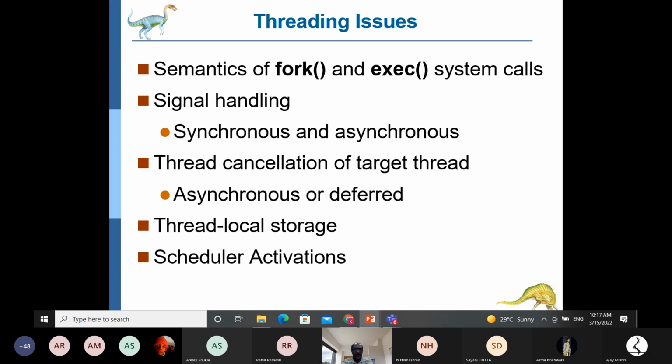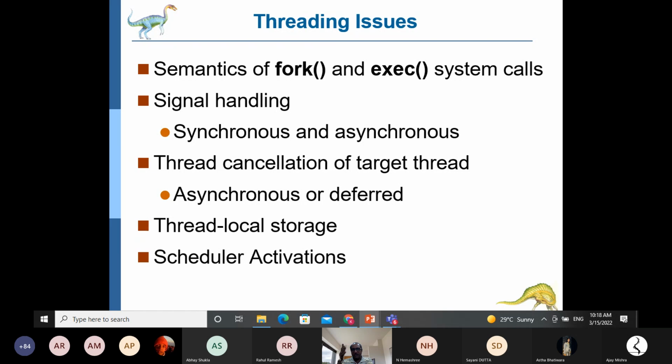And finally, the scheduler activations. Scheduler activations basically relates to the interaction between the kernel threads and the user threads. We have seen, in the case of many-to-many models, that there are a certain number of threads in the user space, and then a certain number of threads in the kernel space.